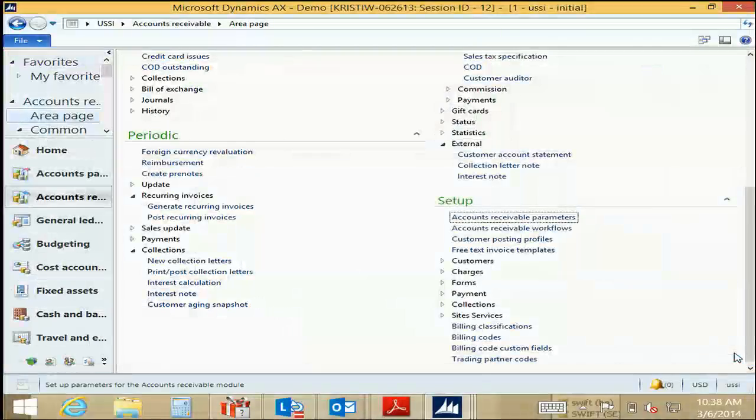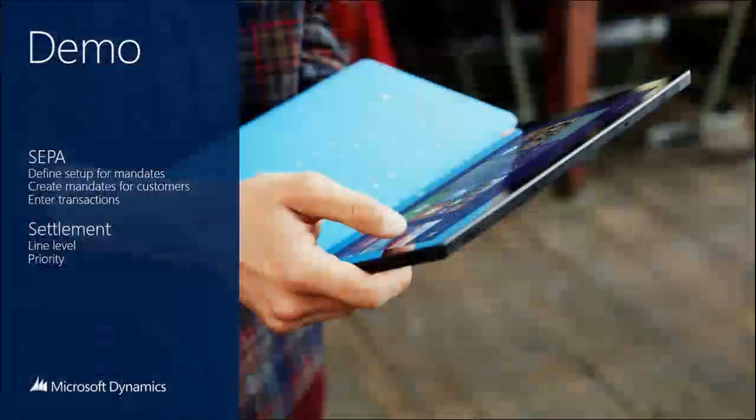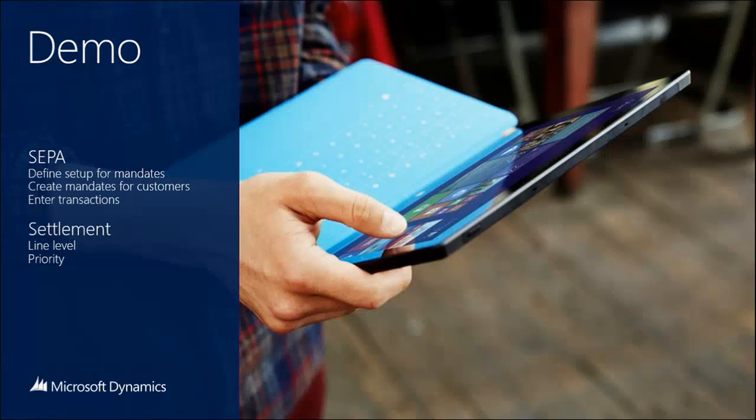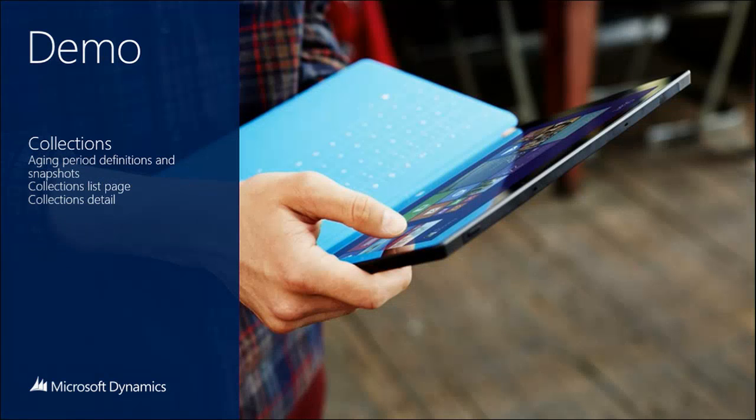All right, let's quickly take a look here. So we've gone through the SEPA setup. We've gone through some of the settlement changes that we have. The last thing we're going to take a look at is the collections functionality that was introduced.